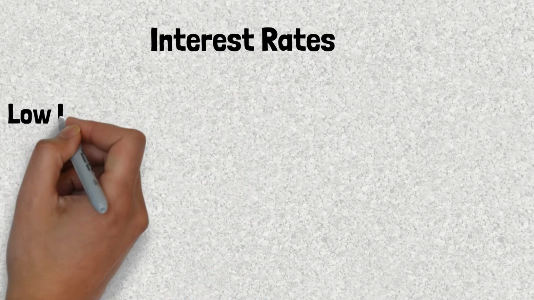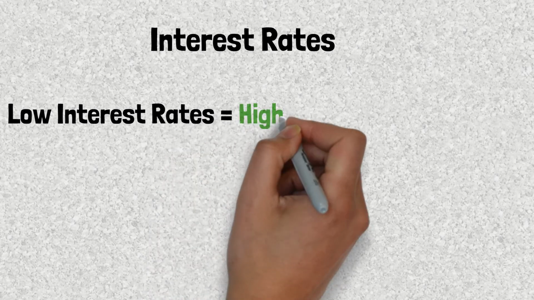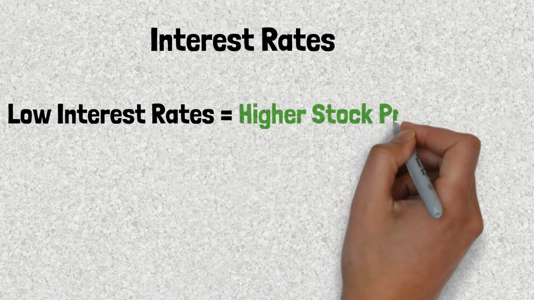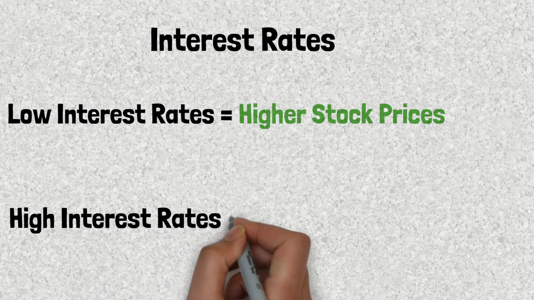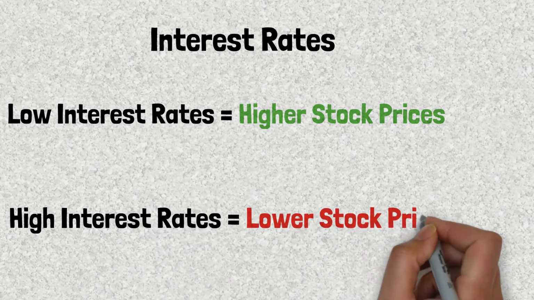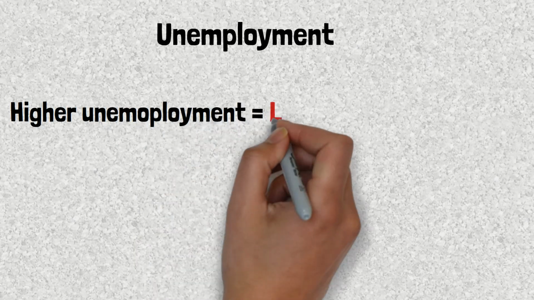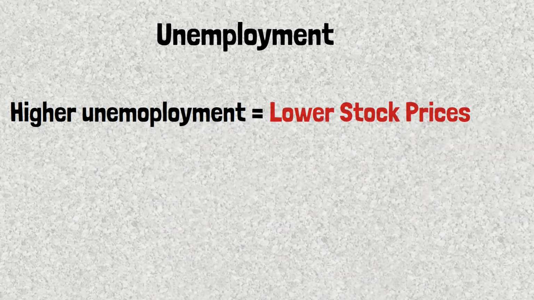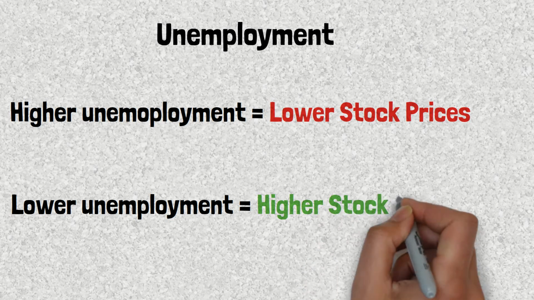Low interest rates allow people to borrow money at lower rates, which increases their purchasing power that tends to drive stock prices higher. Higher interest rates reduce people's purchasing power and can cause stock prices to go down. Higher than expected levels of unemployment can cause the overall stock market and prices to go down. While low levels of unemployment signal strong economic stability, it can cause stock prices to go up.